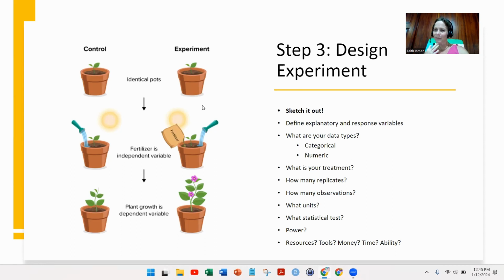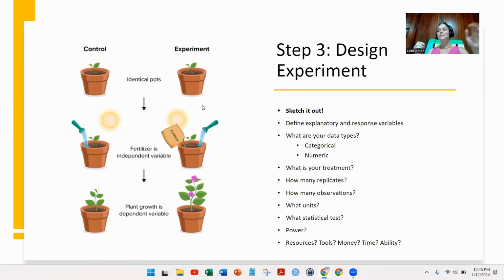I thought fertilizer would make the plants grow, but this one's totally dying. I guess fertilizer isn't good for plants after all, right? But no, that's not it. That's why you want to do it several times so that hopefully the cat doesn't knock over all of them. And you think I'm kidding, but this happens.